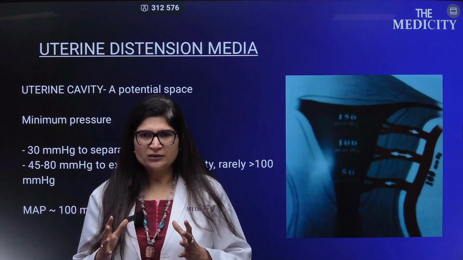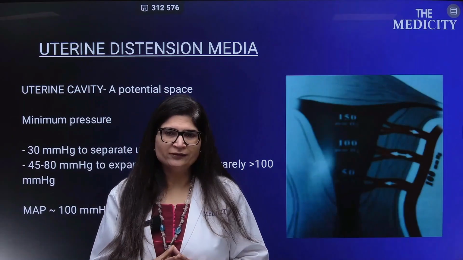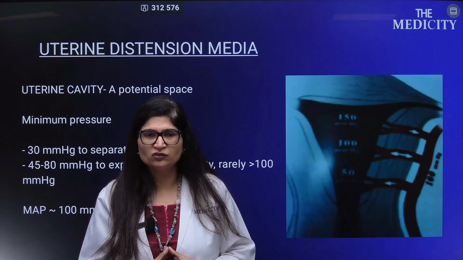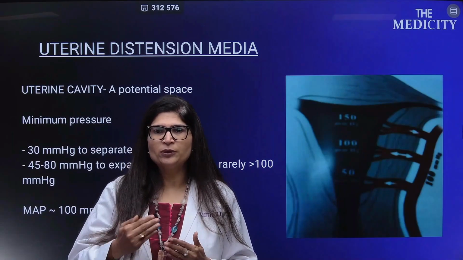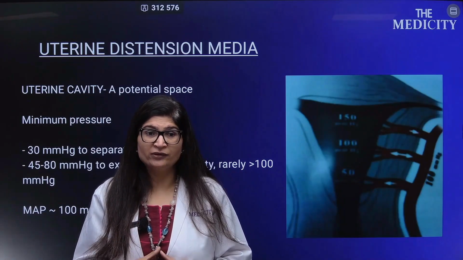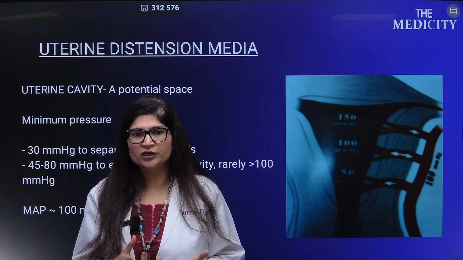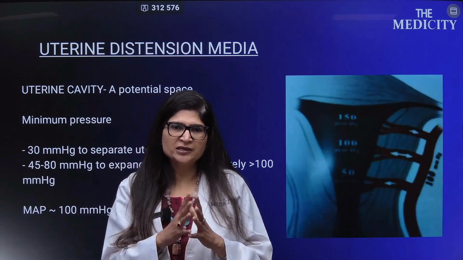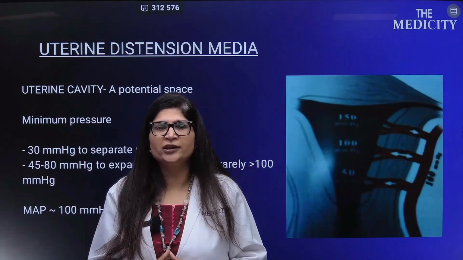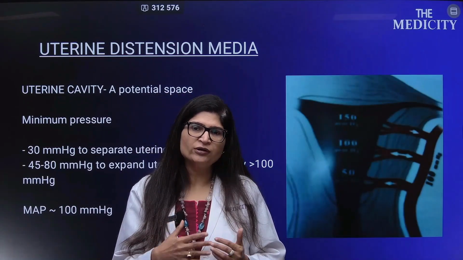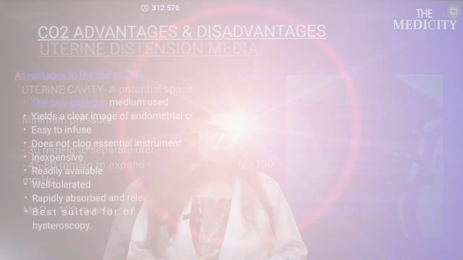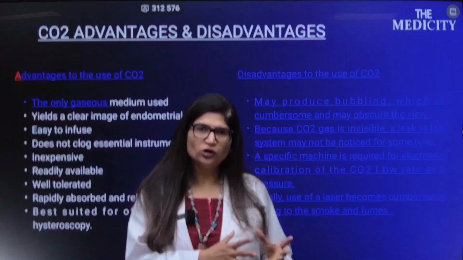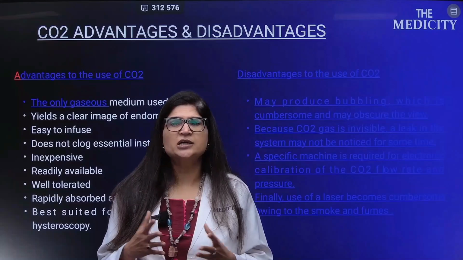So if I talk about the uterine cavity, it provides a potential space to us. And there is a proper pressure in the uterine cavity. It can be 30 mm of mercury to separate the uterine walls. 45 to 80 mm mercury expands the uterine cavity, and the pressure rarely goes to 100 mm of mercury. Now the first distension media, if I talk about the gaseous distension media, is carbon dioxide.